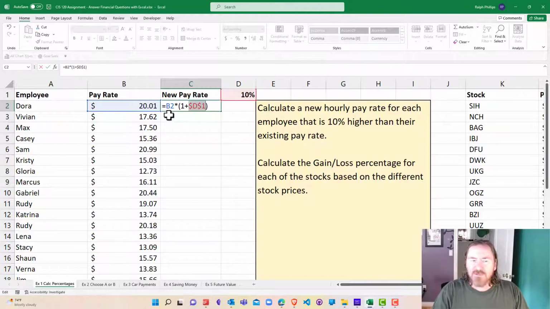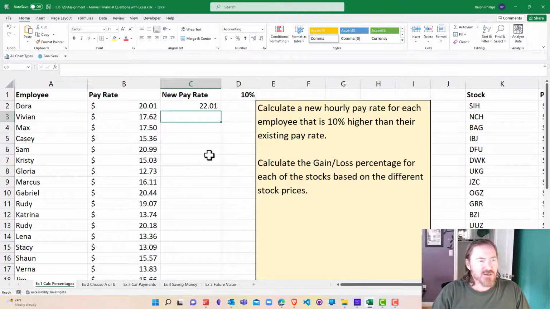So basically what I'm doing here is I'm taking the old number, 20.01, and I'm multiplying it by 1.1, because 10% is the same as 0.1. 1 plus 0.1 is 1.1, which is going to give me a 10% increase over this existing pay rate. Not the only way we could write this formula, by the way, just the way that I'm using. And I'm going to press enter.